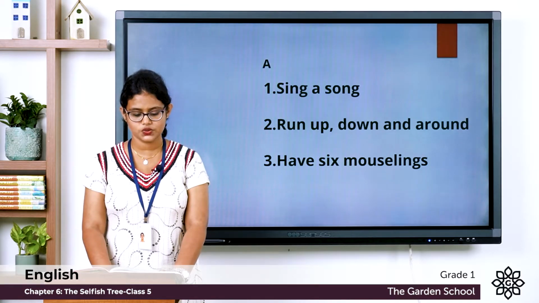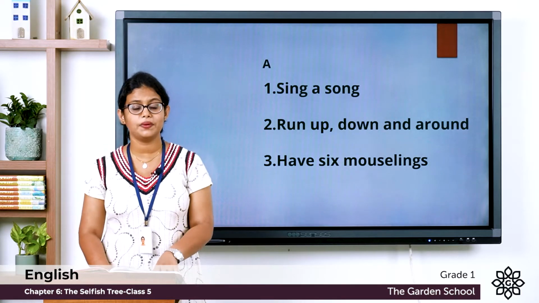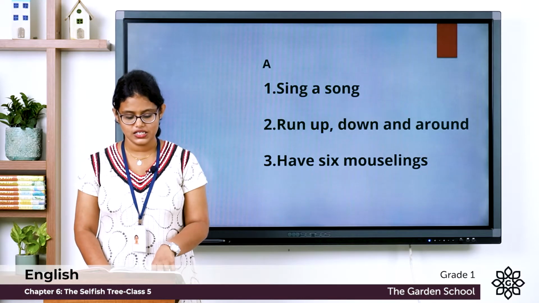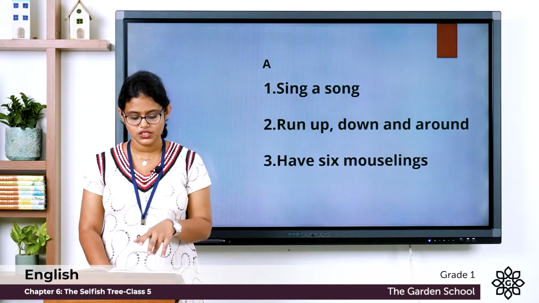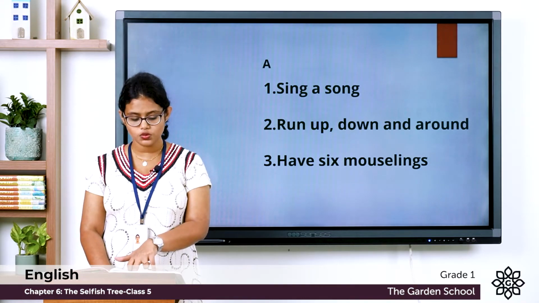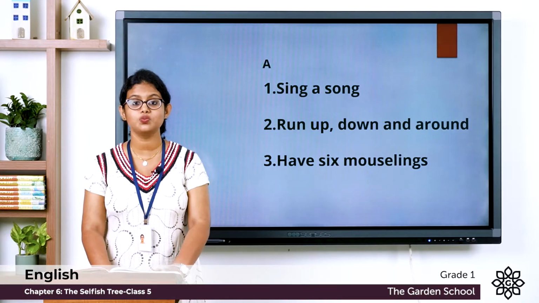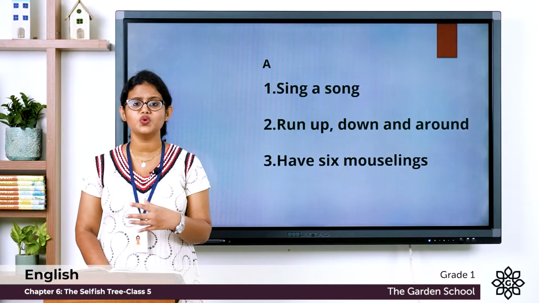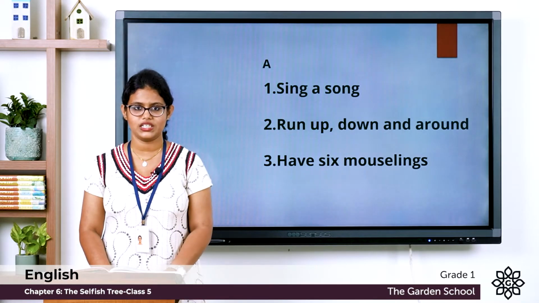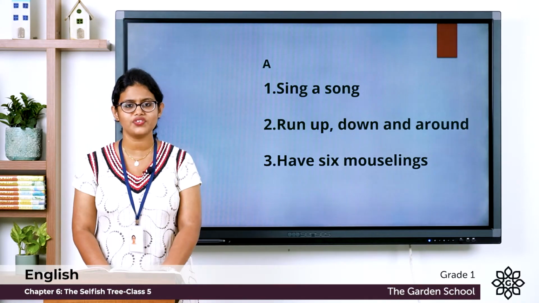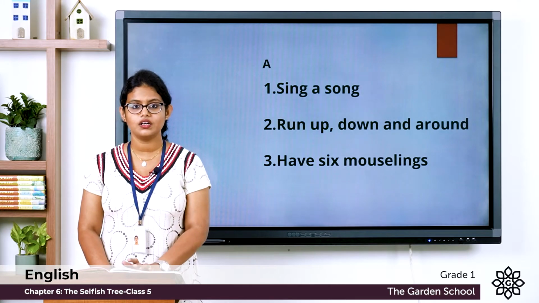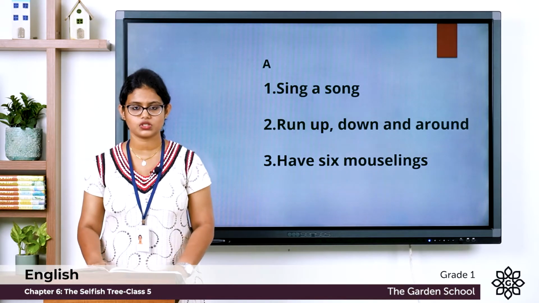Moving to the next one. You can see the picture of a squirrel. So, two options given. Run up, down and around, cry. So, what the tree wants? The tree wants the squirrel to move all around the tree. So, what is the answer? The first one. Run up, down and around.